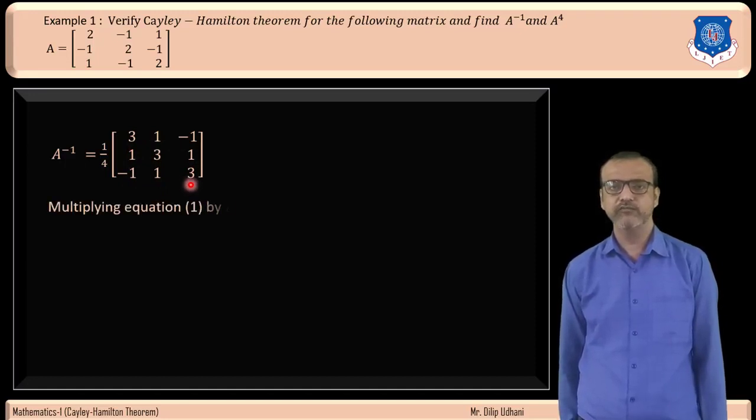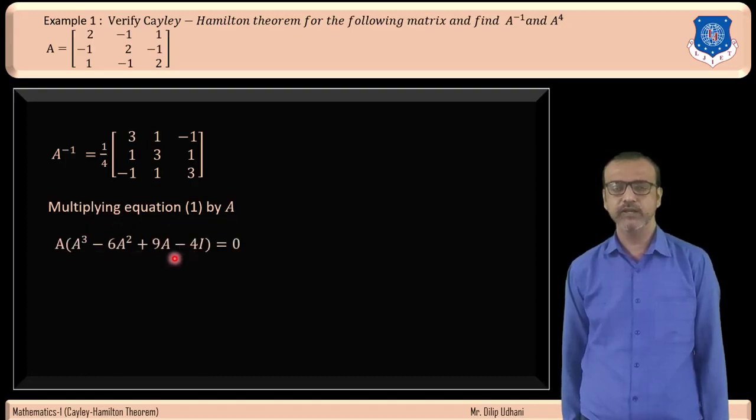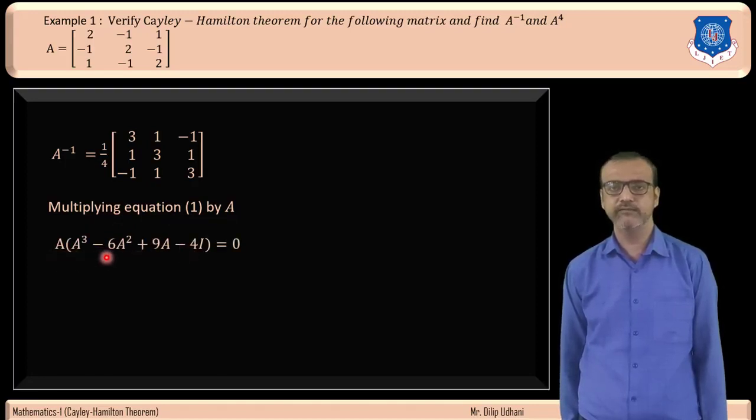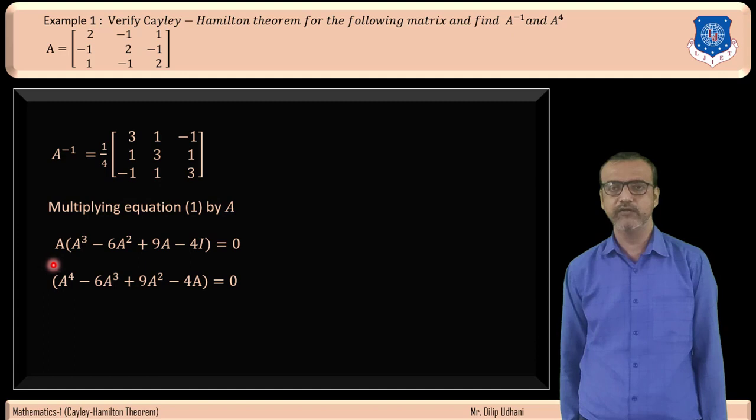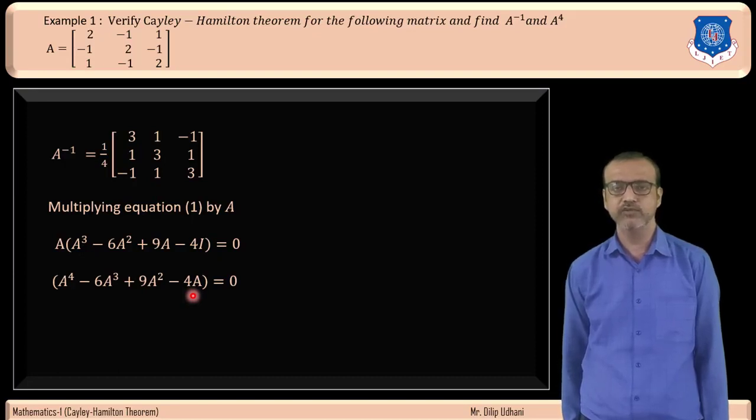Now we will find A raised to 4. To find A raised to 4, we will multiply equation 1 by A. So A into the bracket A cube minus 6A square plus 9A minus 4I equals 0. Multiplying A cube by A, it becomes A raised to 4. Then minus 6A square into A, so it is 6A cube. Then plus 9A into A, so it is 9A square. Then minus 4I into A, so it is minus 4A, because the product of any matrix with an identity matrix is that particular matrix, and that equals 0.